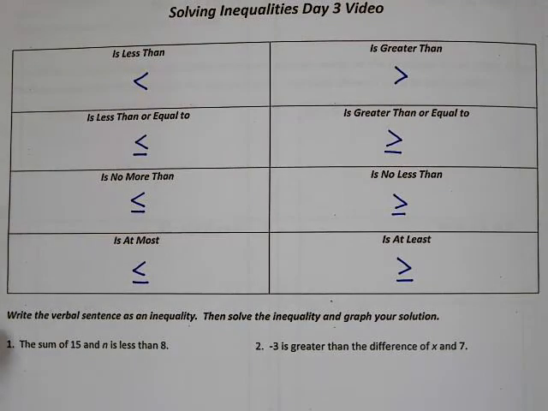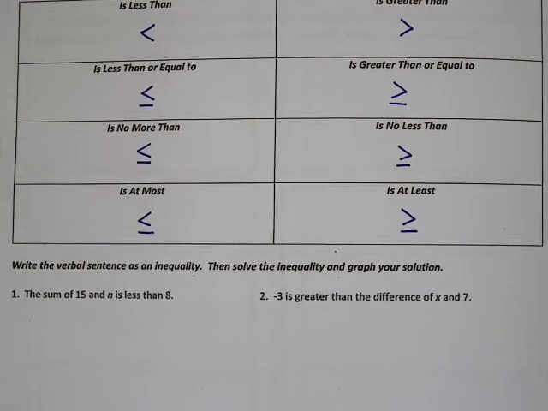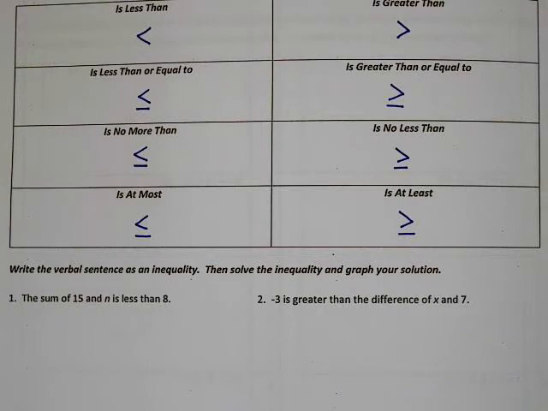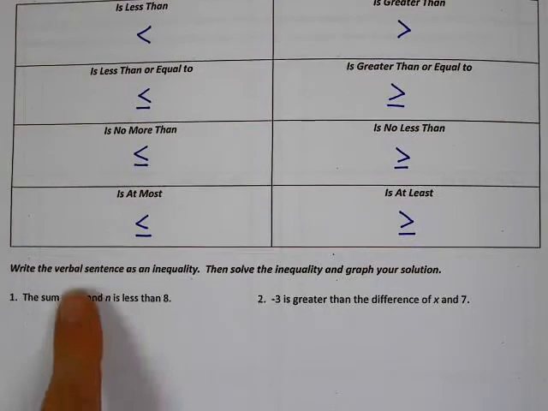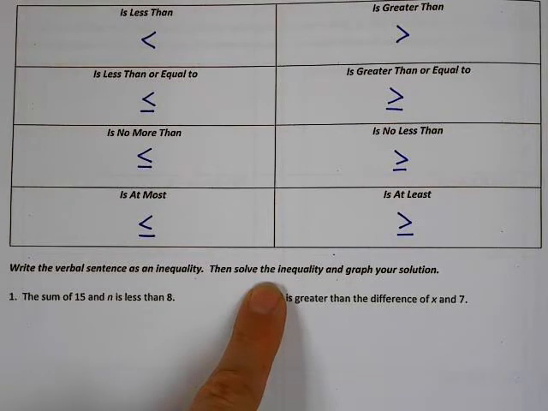So let's look at some sentences and work on translating. Now, not only are we going to have to be looking out for these inequality symbols, we're also going to have to be looking out for keywords that tell us the operation in our problem. So we won't go through all 8 examples likely, but I'll pick and choose some to go over here. So let's look at number 1. We're going to write the sentence as an inequality, then we're going to solve the inequality and graph the solution.